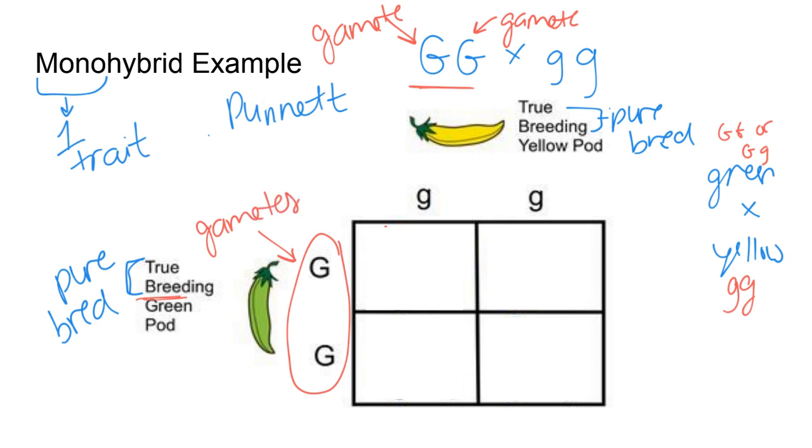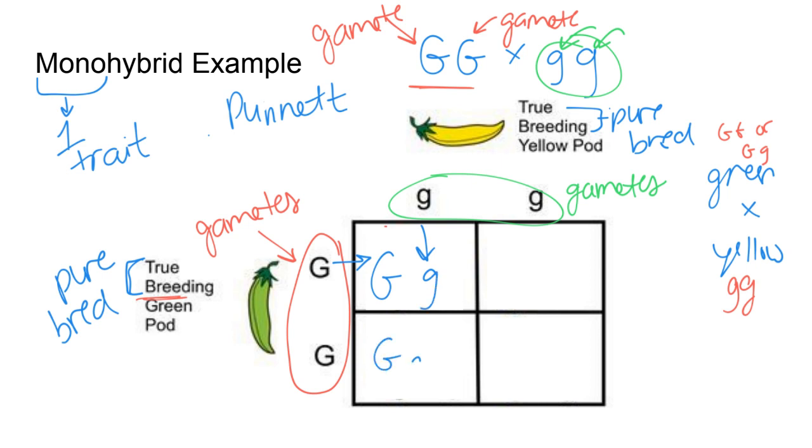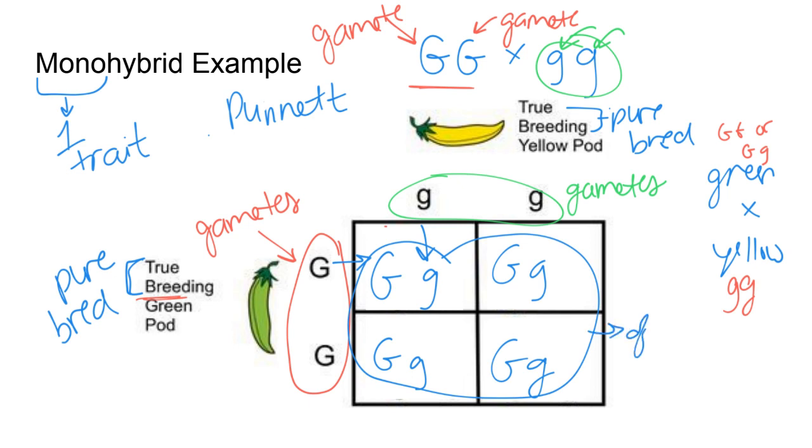Then I do the same for the second parent. They can produce a little g gamete or a little g gamete. So I put their gametes over here on the side. Now I just bring them together, like a regular grid, right? Big G, little g, big G, little g, big G, little g, big G, little g. Inside the circle here, these are all my possibilities for the offspring that these two plants could produce. Those are my possible genotypes.